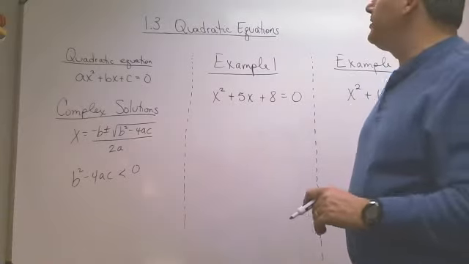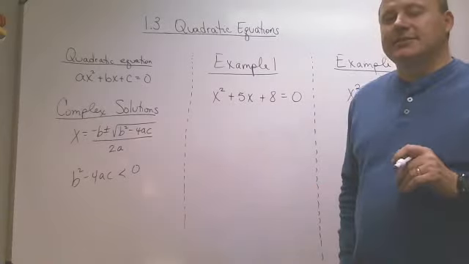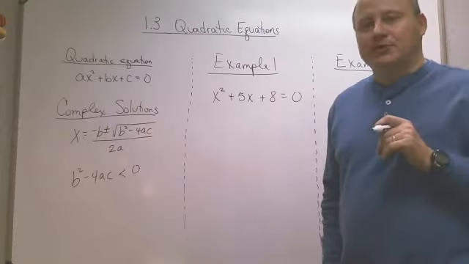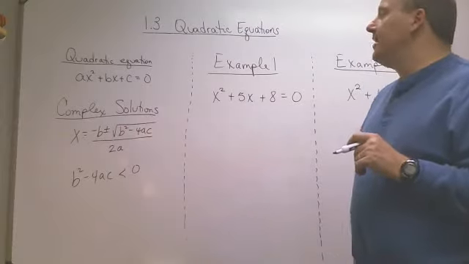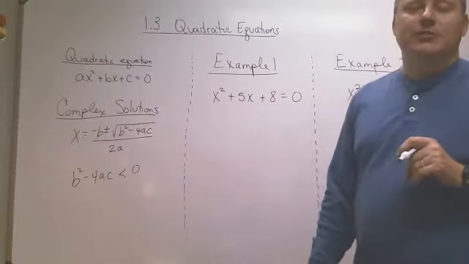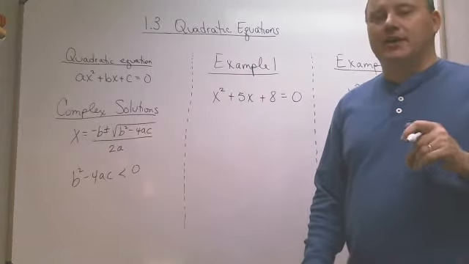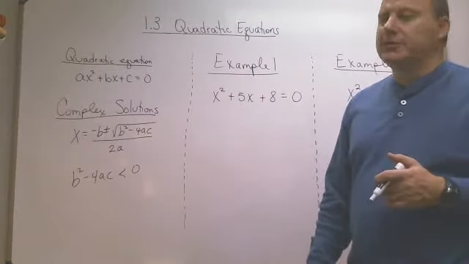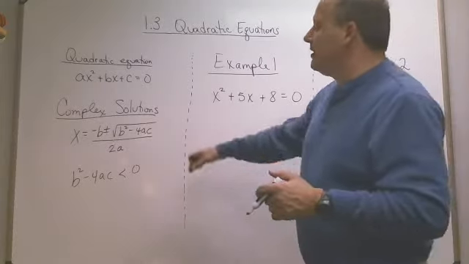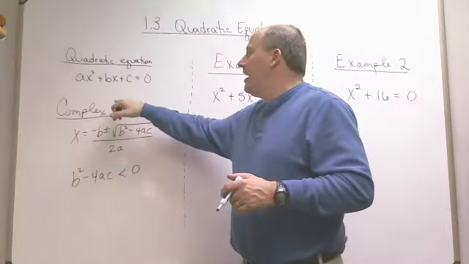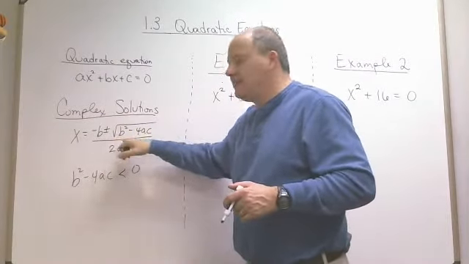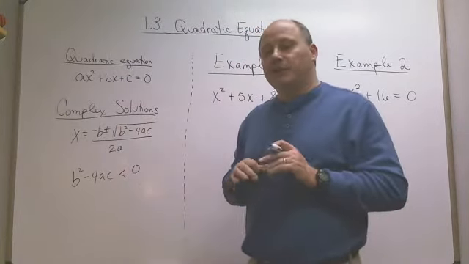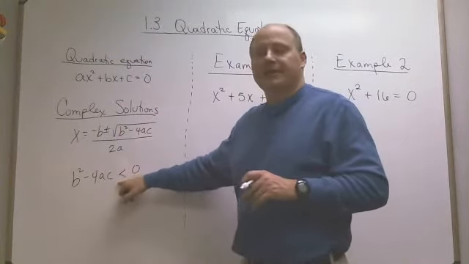This is section 1.3, solving quadratic equations. This should be tied in with 1.2 in Sullivan. But this is quadratic equations where your answers are going to be complex, not real. And so this is still the quadratic equation. A, B, and C are still used in them. So it's the same formula that's applied. The only difference is that the discriminant will be less than 0.